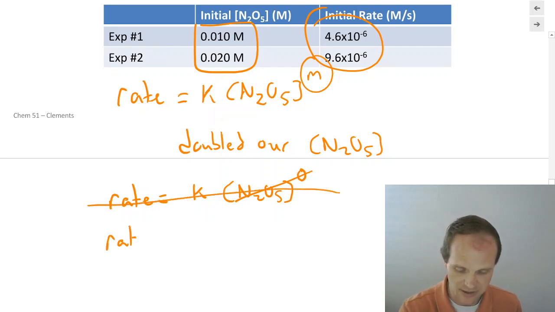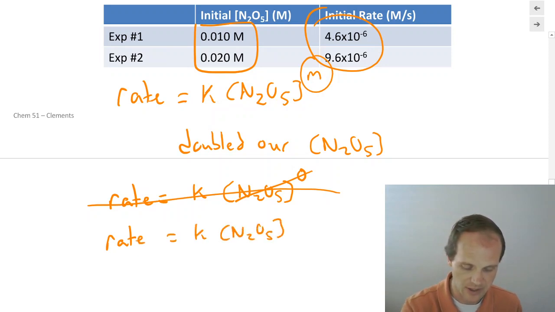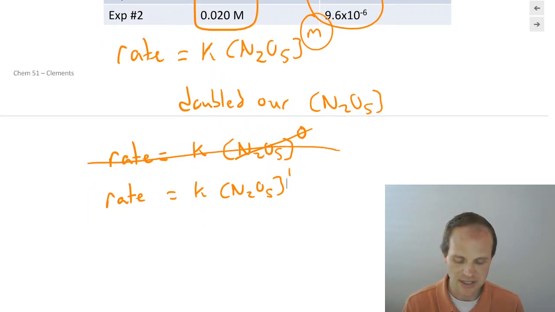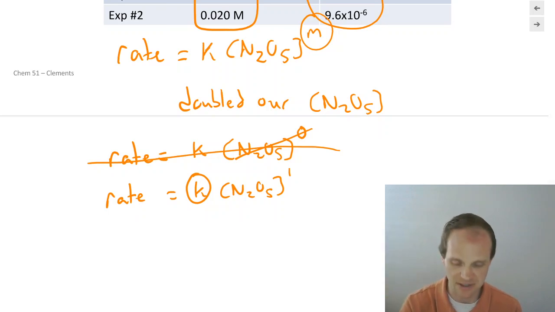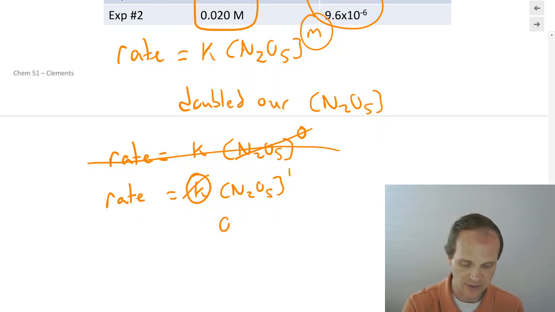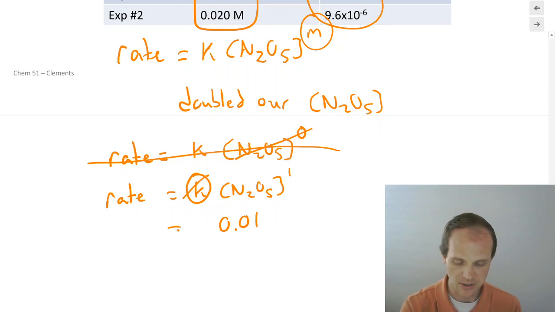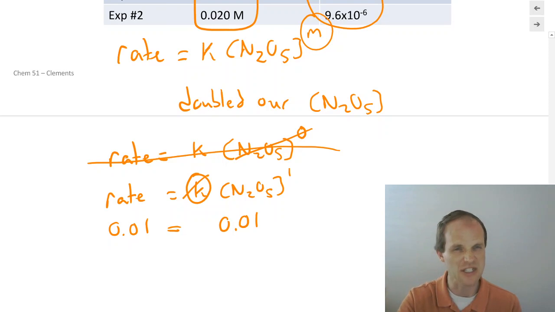Let's consider another scenario. Rate equals K times the concentration of N2O5 to the first. Well, what would happen in that case? Well, if we just think about K as a constant, we don't know what the value of the constant is. I'm just going to make up a number 1 just for my brain, which means that I can kind of take that out of there. So rate is just equal to the concentration of N2O5. So if we have 0.01 molar, then our rate would be 0.01. I'm leaving off units. This is just thinking on paper right now. Okay, so that would be 0.01.